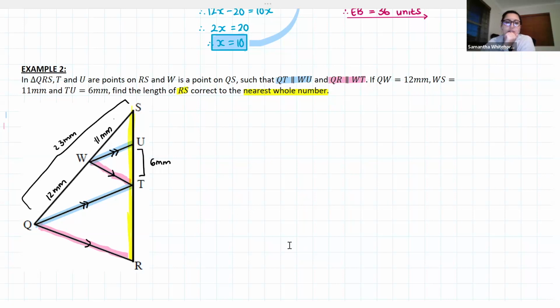Okay, let's have a see. If you're not done, don't stress, just mark along with me. Let's see what we need to do here. Again, lots of different ways to do this. You decide what works best for you. For me, it's going to be setting up a ratio that already involves RS.